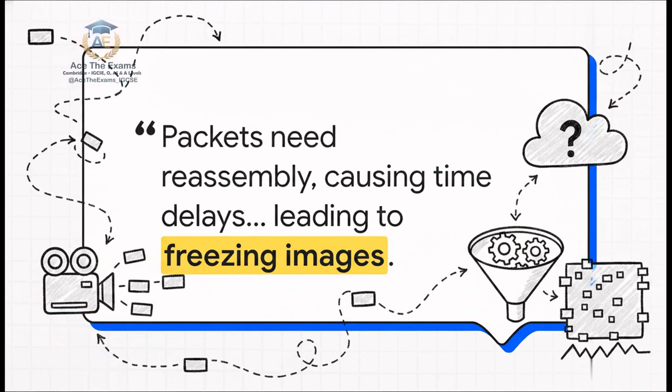Video and audio data is split into packets. Each data packet could potentially follow a different route. Packets could take different times, or some may even become lost. The arriving packets need to be reassembled into the correct sequence, which causes a time delay. This leads to freezing images, dropouts, or voice out of sync. Notice how beautifully technical terms like reassembly and lost packets translate perfectly into the physical symptoms of freezing images and out-of-sync audio. Honestly, that is a masterclass in scoring 6 out of 6.